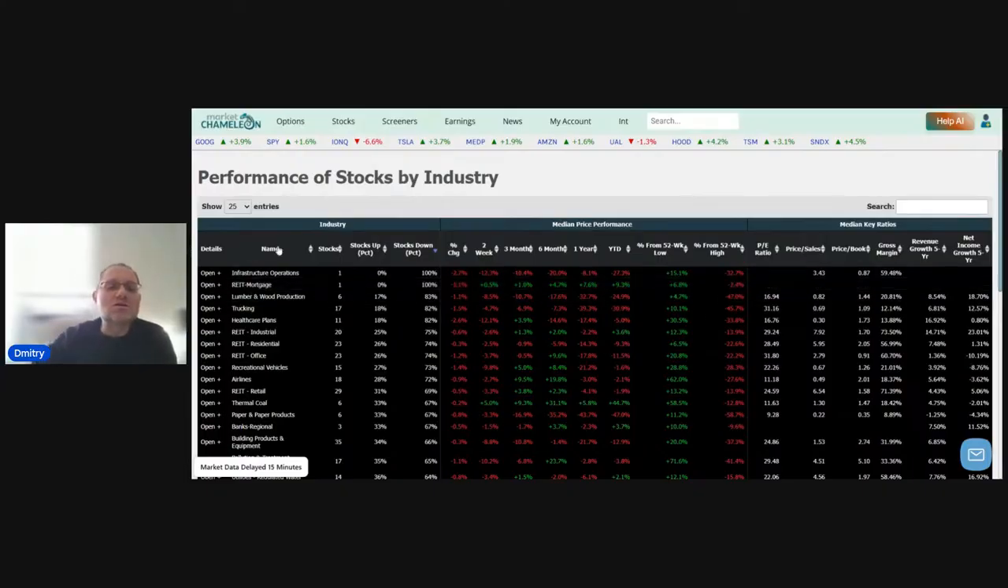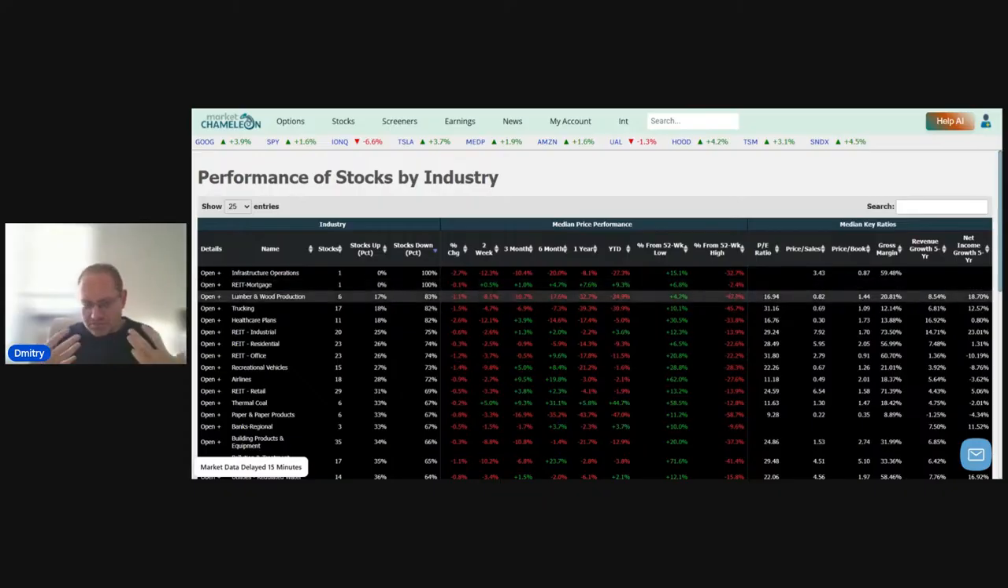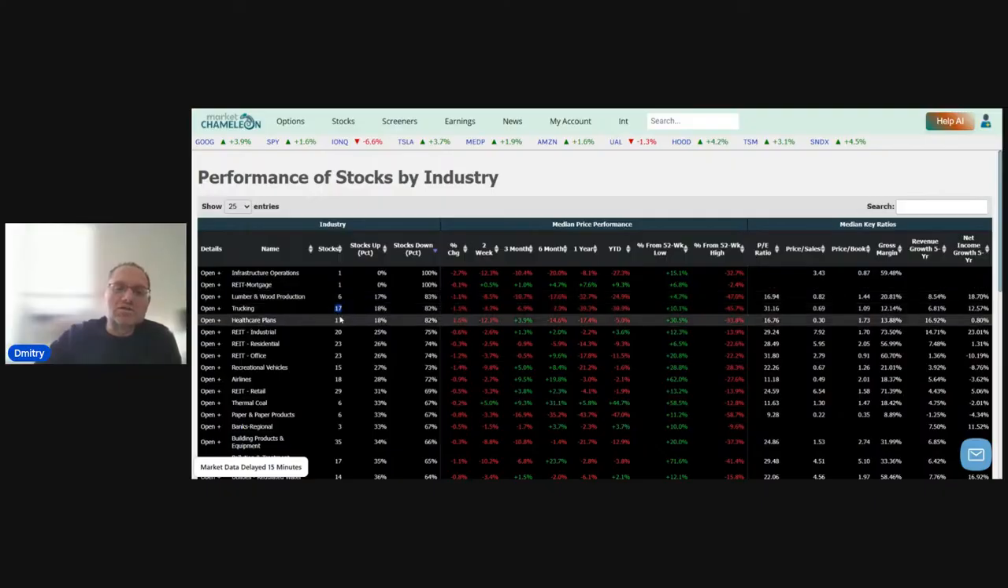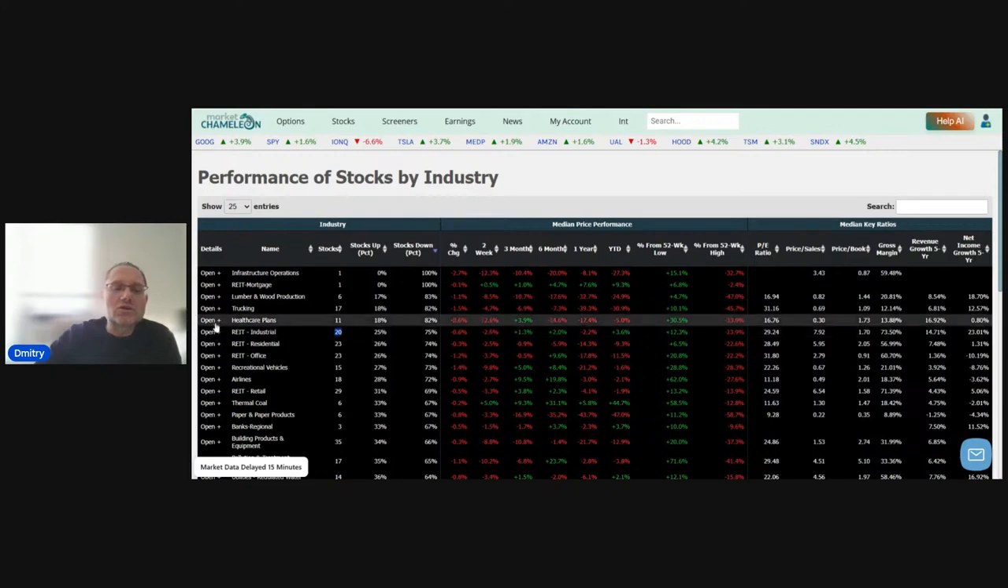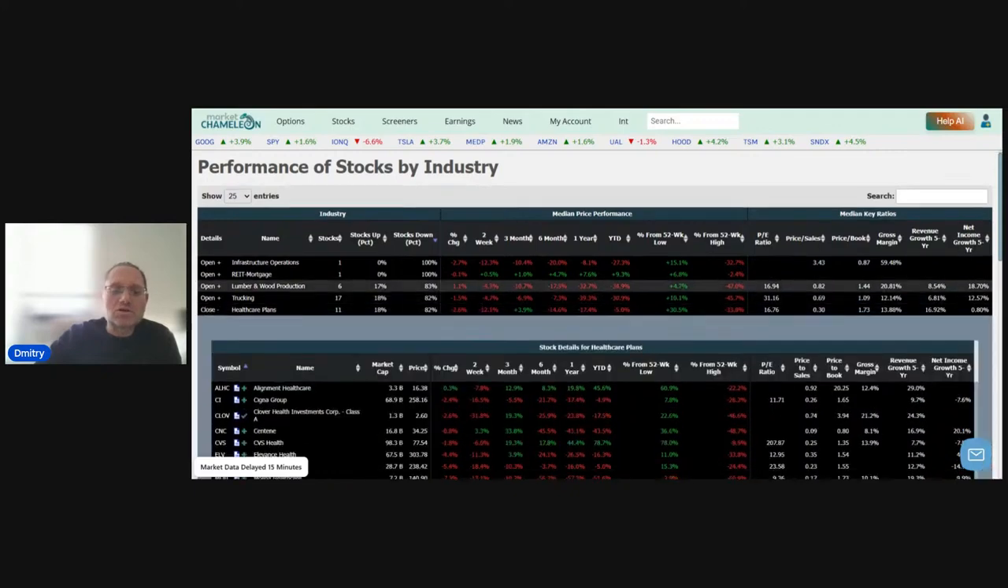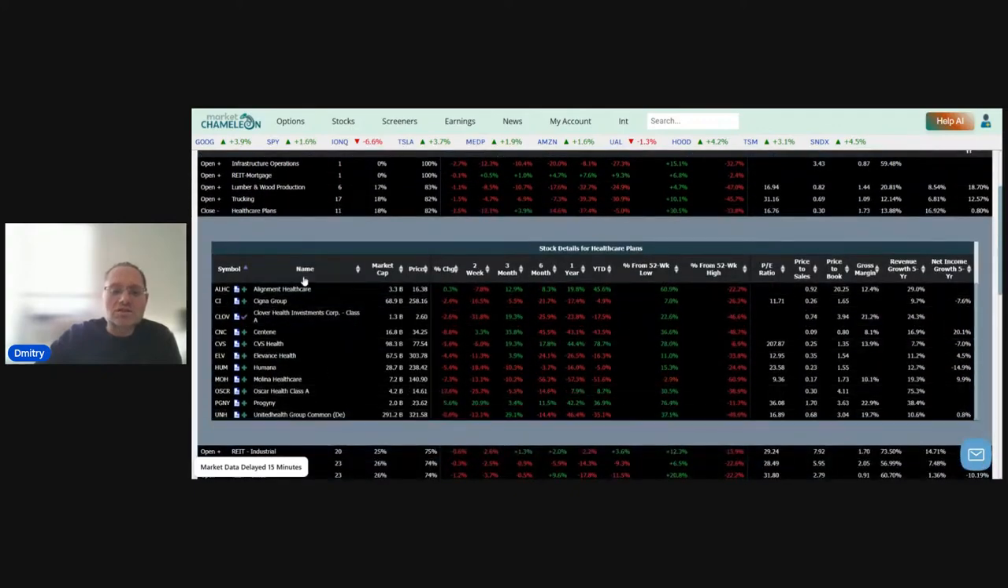And what this report does is first group the stocks into an industry. So you could see here to the left hand, infrastructure operations, REIT mortgages, lumber, wood. So it takes these stocks, groups them together in this industry. This is the number of stocks in this industry that we categorized. So if you click on this open, you'll see these stocks in there.